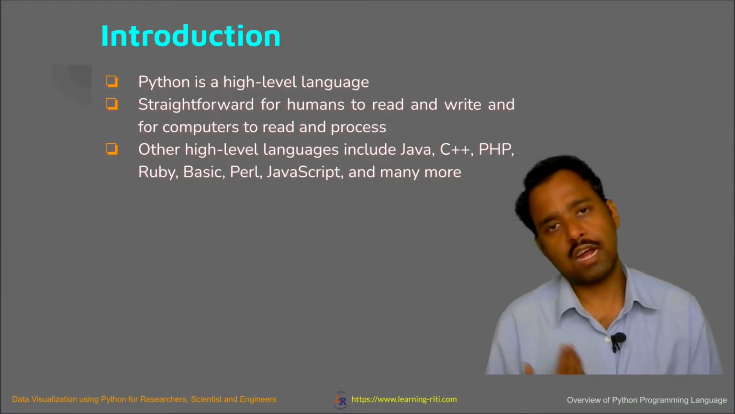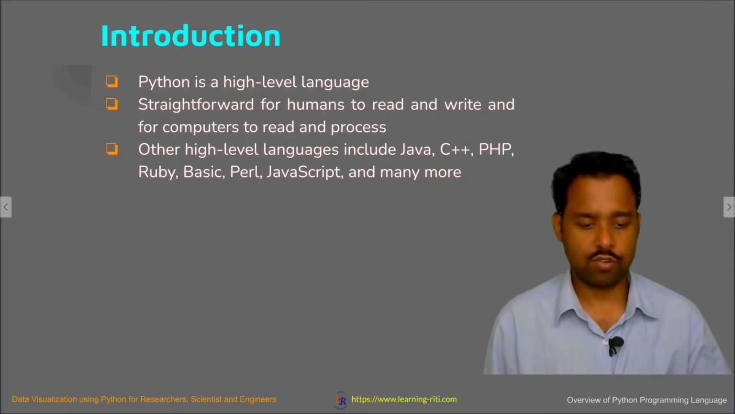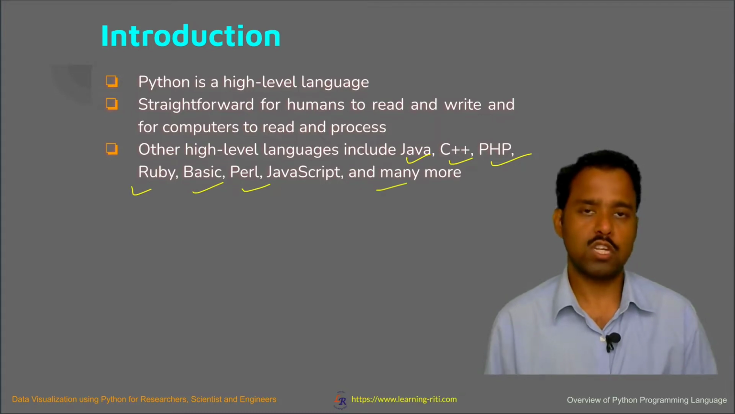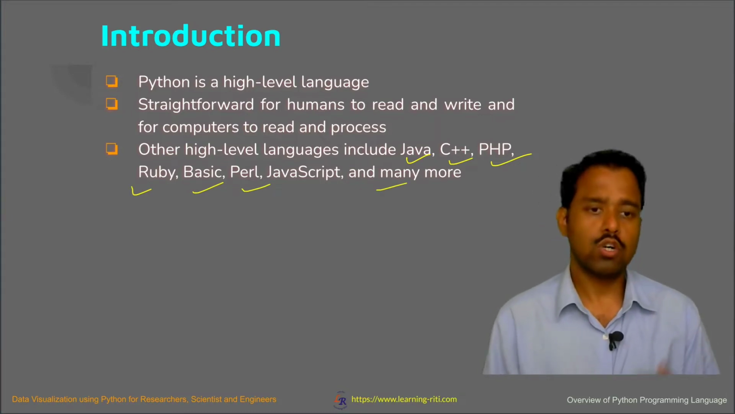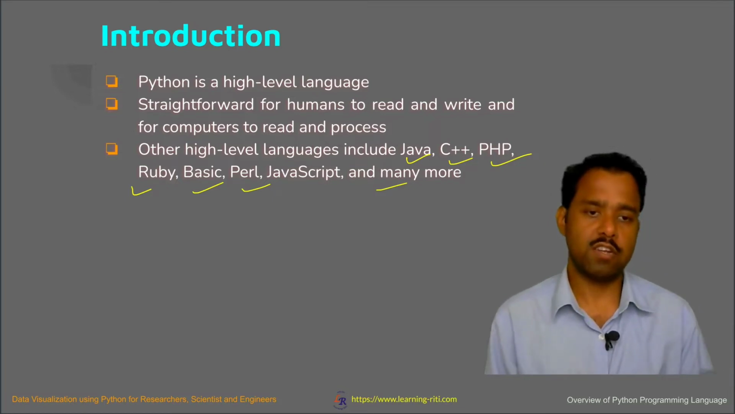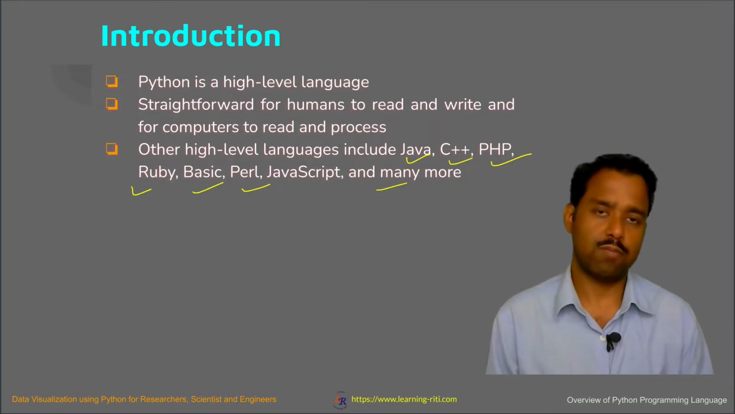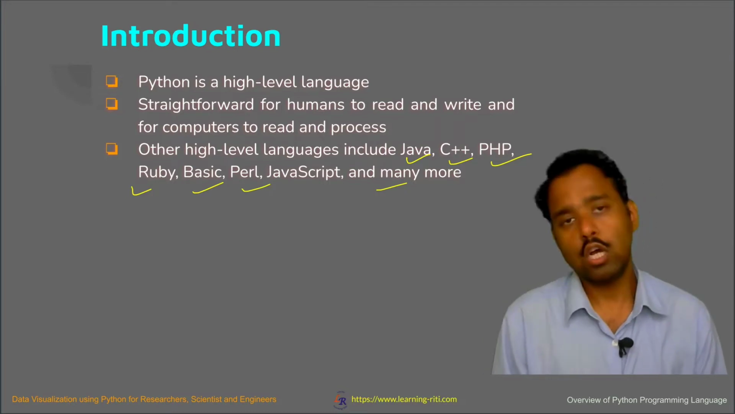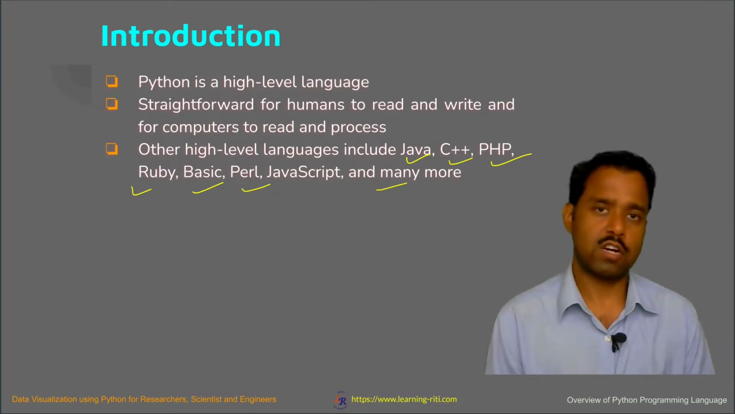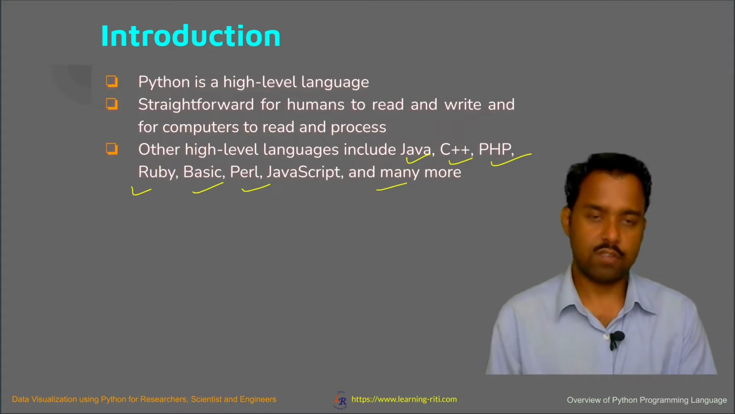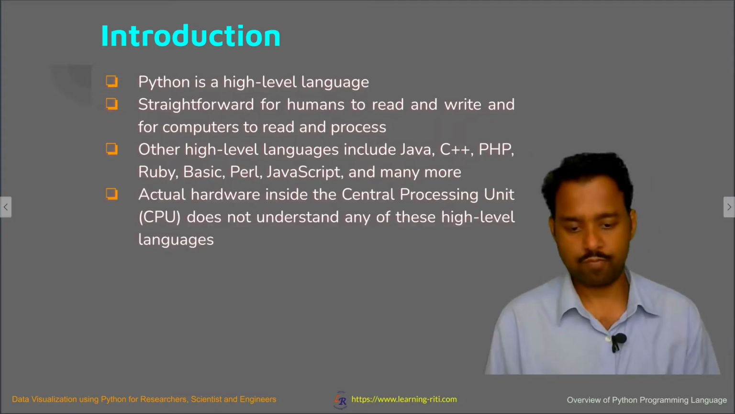For example, there are other high level languages you might have heard of, like Java, C++, PHP, Ruby, Perl, JavaScript, and many more. These are all high level languages, which are very human readable and can easily be written by humans, and with the help of interpreters and compilers they can be easily processed by different kinds of computers. We'll read in a moment what an interpreter and compiler are and how they work, but for a brief introduction, I think that should be enough.